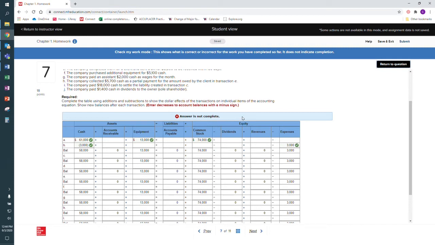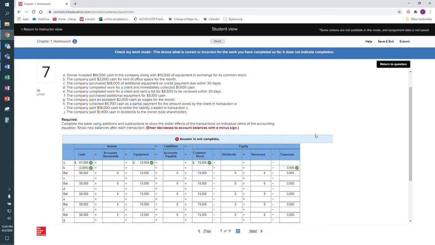When you're doing these tables, and there's one more in this homework, when you're doing the tables, answer is not complete generally indicates that you've missed entering something in one of the boxes. So what we want to do here is remember that we should have at least 2 accounts affected for every transaction. So a good way to check and figure out this answer is not complete is to go line by line and say, have I entered the number of the transaction in at least 2 spots on every line? So that's a good way to check that. Okay.